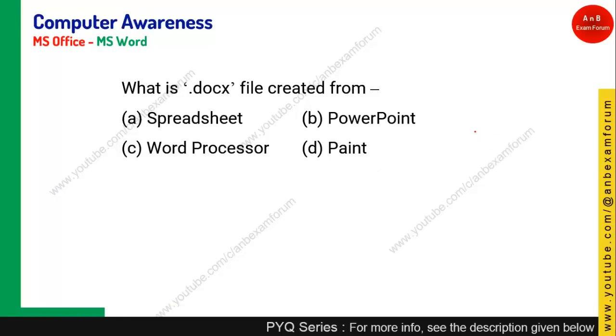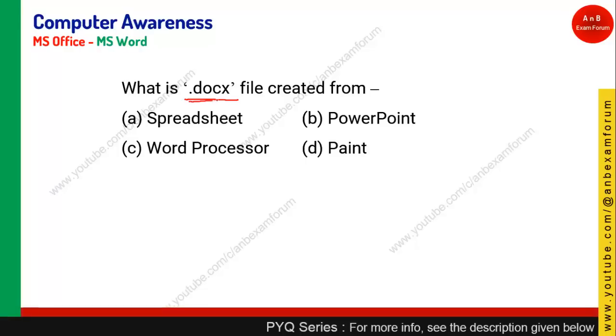Okay, coming to the next question, a very simple one. What is the docs file created from? This is docx. Previously it was doc. After that, X was included after I think 2013, I guess, or 2010. So basically docs file is generated by a word processor, and that word processor commonly is MS Word. Like if you go to Linux, it will generate another file extension. So option C is the right answer.